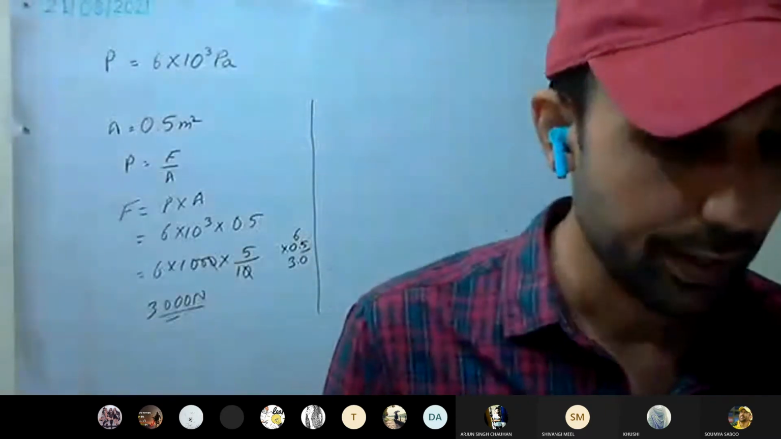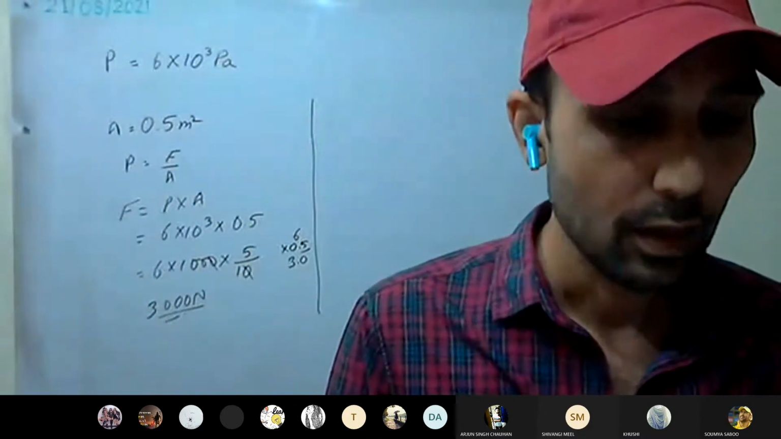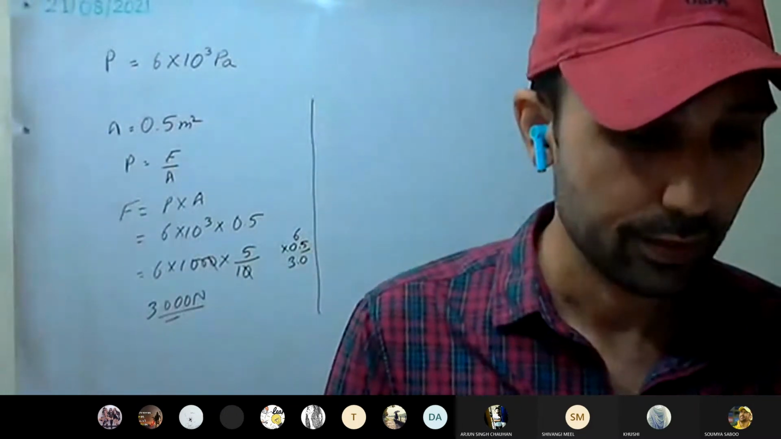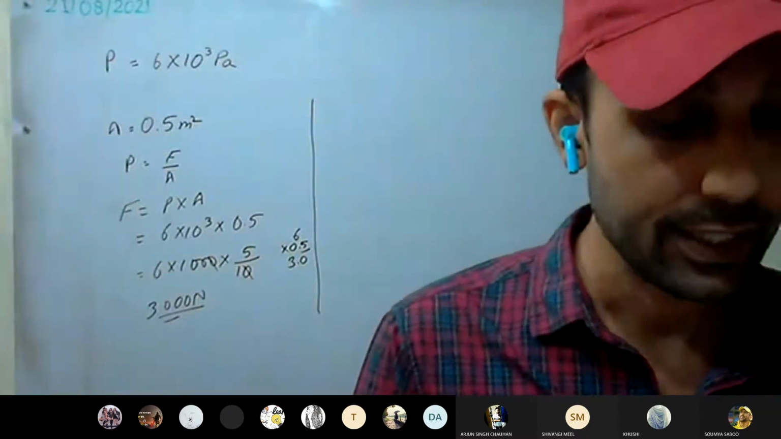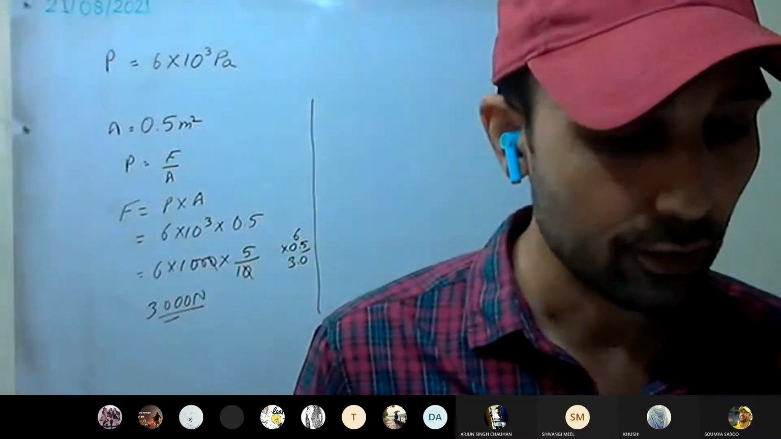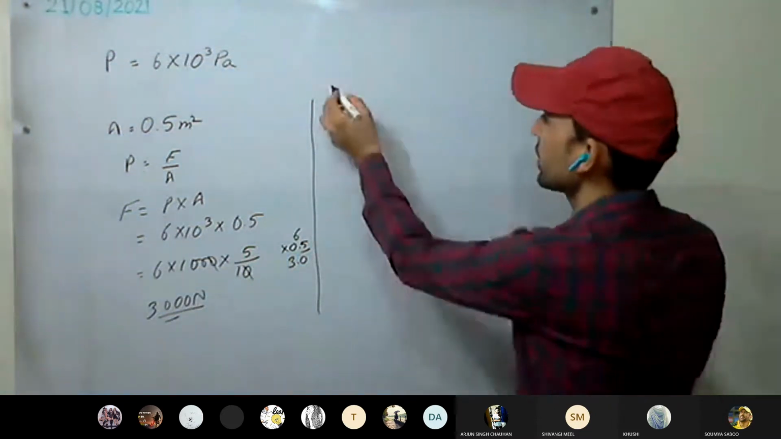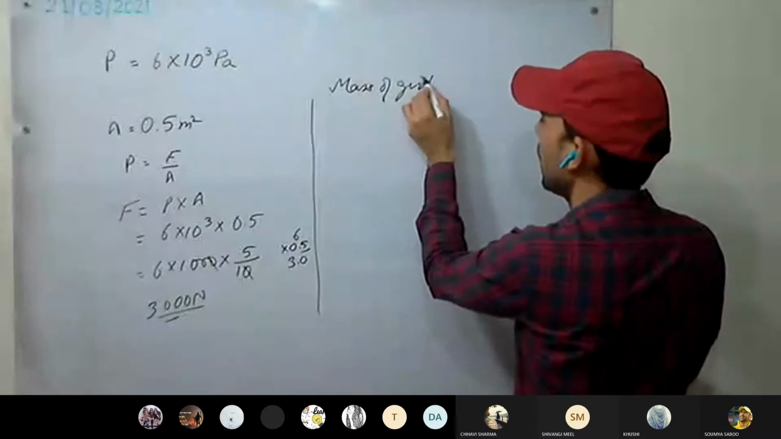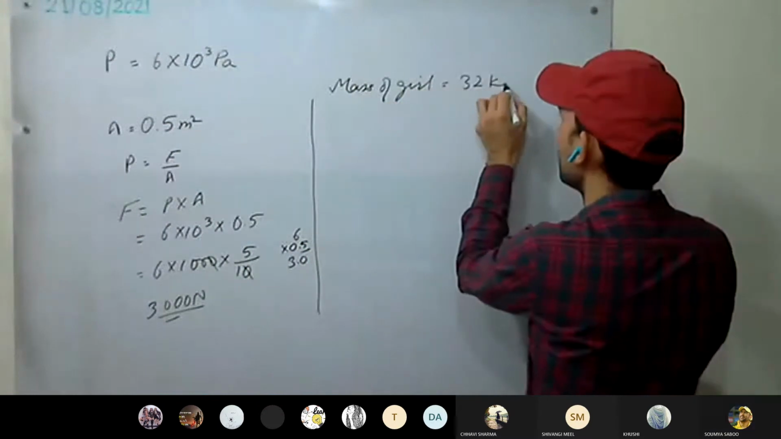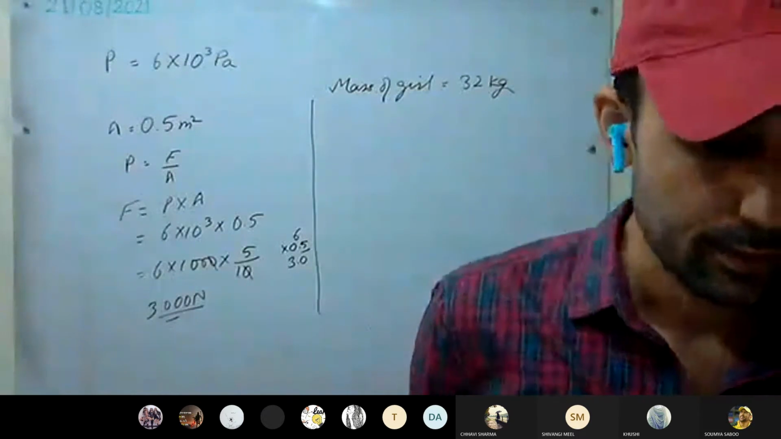So a girl weighing 32 kg stands on 1 foot. So the mass of the girl is given, and only on 1 foot she is standing. The base area of her foot is given. Calculate the pressure exerted by her on the floor. So see here what is given. Mass is given, mass of the girl. How much is the mass of the girl? 32 kg.